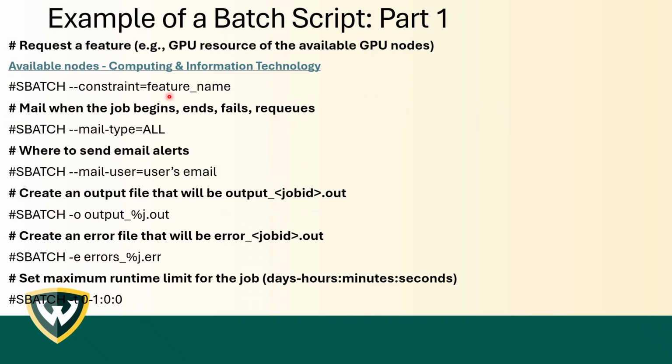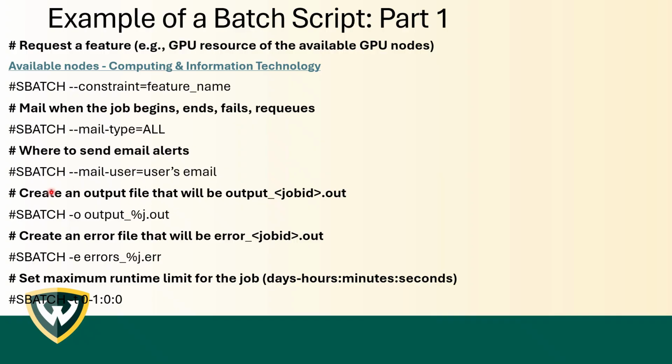In addition, we can request a feature as a constraint, and in this case, it would be the GPU resource of the available GPU nodes. And since we are using the WSU grid, the following link can be used in order to find the corresponding GPU resource. And also we can add our email address in order to receive notification about whether the job began, ended, and whether the job failed.